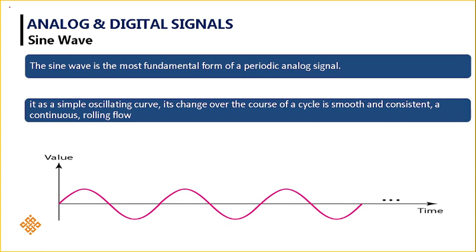So now let us see what a sine wave is. The sine wave is the most fundamental form of periodic analog signal, because if you see, this is my unit time, every 1 unit time you can see the signal is repeating. That's why I can say it is a periodic signal. So every unit of time the shape or pattern of the signal is the same, whether in the frequency domain or amplitude, everything. So the sine wave is the most fundamental form of periodic analog signal. It is a simple curve. Its change over the course of a cycle is smooth and consistent. It is a continuous, rolling flow.